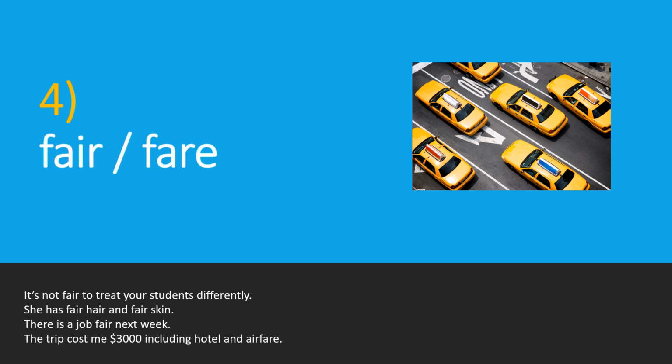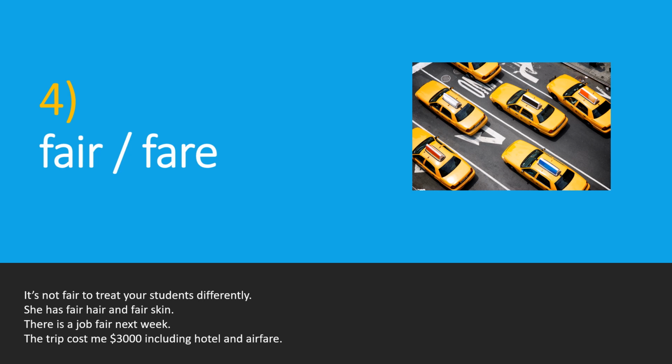Number 4, fair and fare. The first fair has 3 different meanings. Sometimes fair means not just. If you don't treat people equally, then you're not being fair to them. For example, you buy a small gift for one of your kids and a bigger and more expensive gift for the other one. So the first kid might complain and say, Dad, it's not fair.